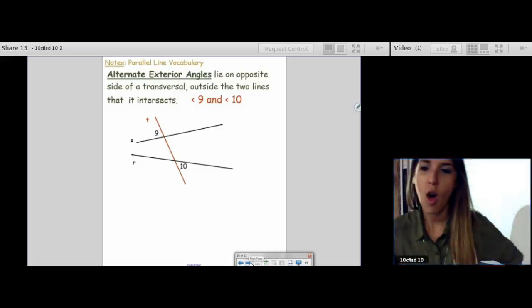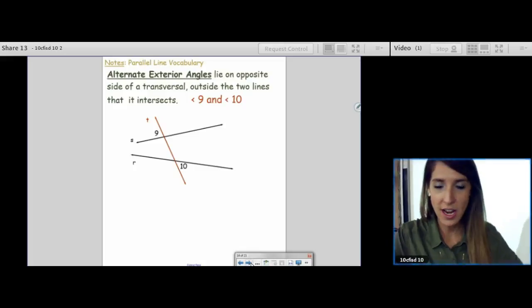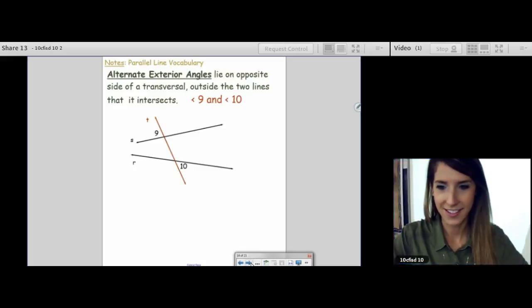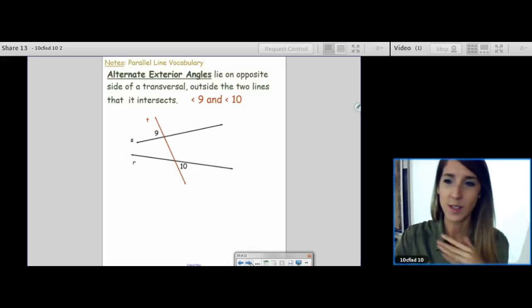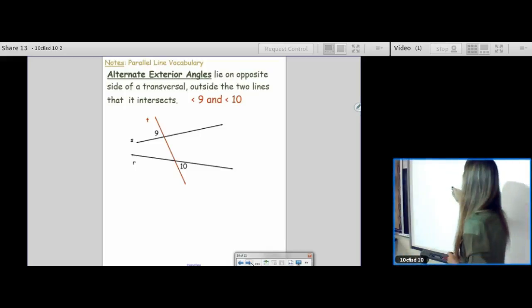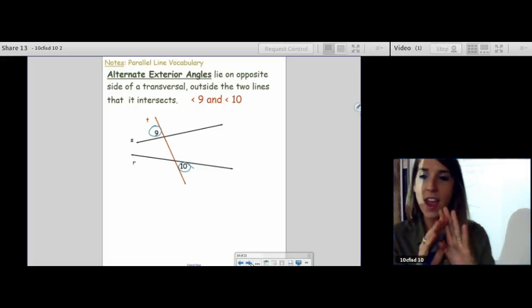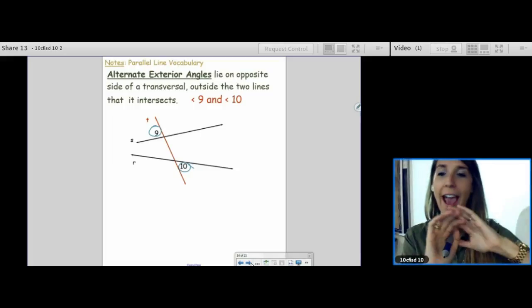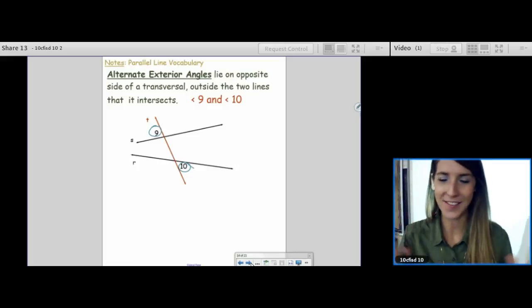Last one, alternate exterior angles. The only combo we haven't done yet. So 9 and 10 are the farthest apart we can get in this picture. 9 and 10 are not friends. They're like sworn enemies. They're as far apart as you can get. 9 and 10 are on alternate sides of T. One's on the left, one's on the right, and they are exterior. They're outside of S and R. Yes, like you and Alex, sworn enemies.